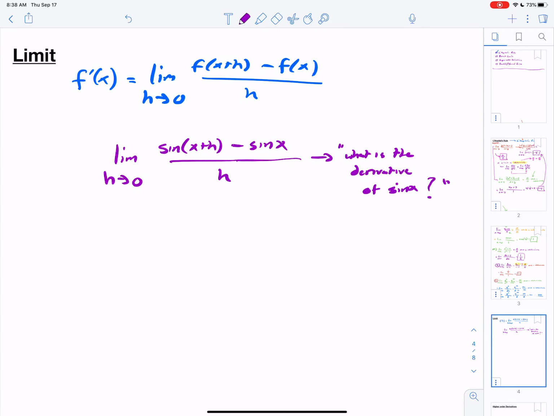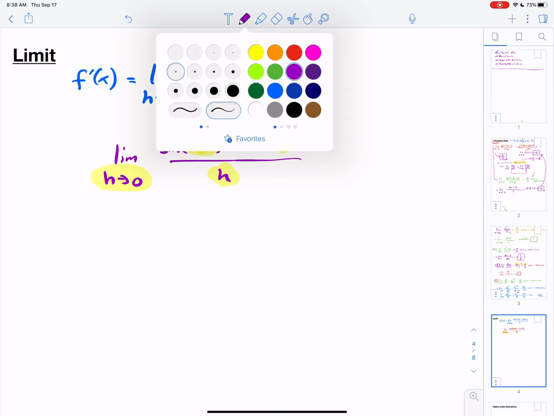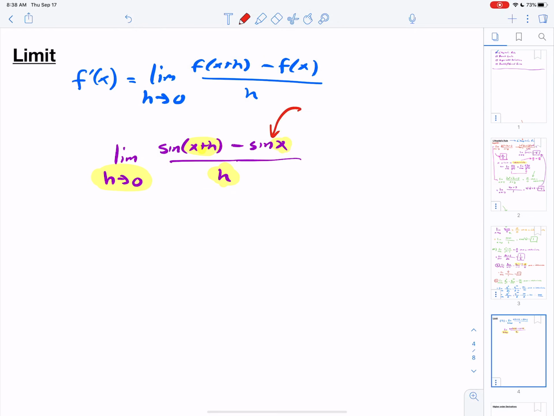This is the perfect setup for the limit definition of a derivative. Some telltale signs: h is approaching 0 and I have some function of x plus h, minus the same function of x, all over h. That is basically your limit definition of a derivative. So right away, I know they're just asking, what's the derivative of sine x? The derivative of sine x is cosine x.